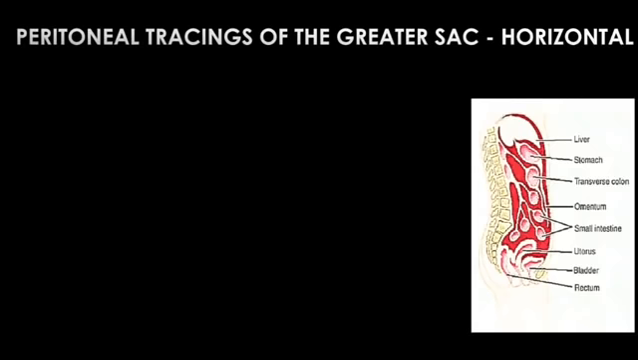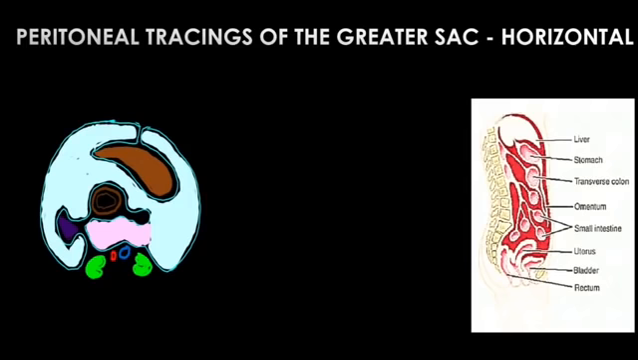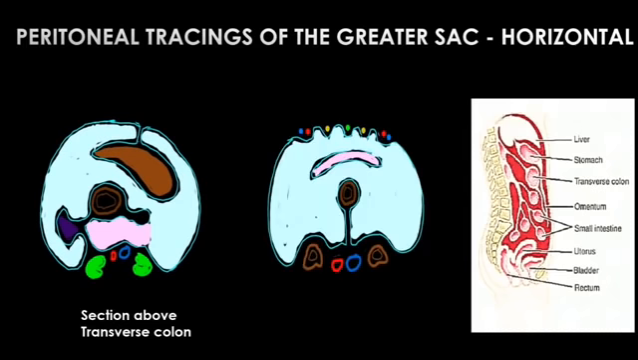Now on doing the horizontal tracing of the peritoneum of the greater sac, two sections can be taken to understand its tracing. One section is taken above the transverse colon and the other section is taken below the transverse colon. In the section seen above the transverse colon, we are able to see the liver, stomach, spleen on the left side, and posteriorly the kidneys are present.